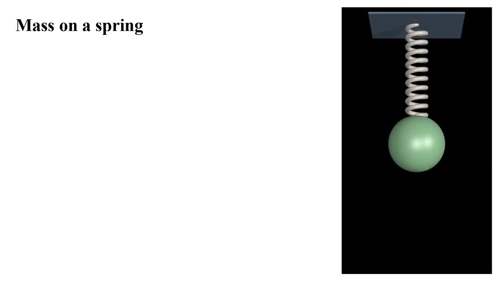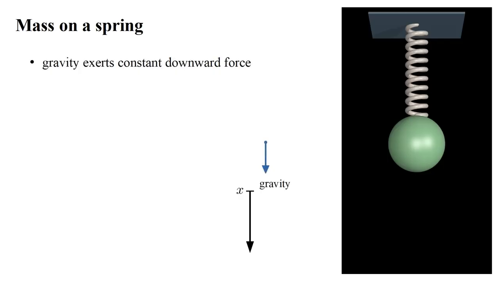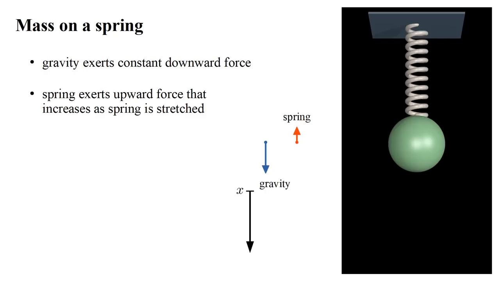Let's see how these ideas work in a system with a non-gravitational force. Specifically, let's consider a mass suspended by a spring. Let x be the downward displacement of the mass. Gravity exerts a constant downward force. The spring exerts an upward force that increases as the spring is stretched. The sum of these is the net force. Let's call it f of x.